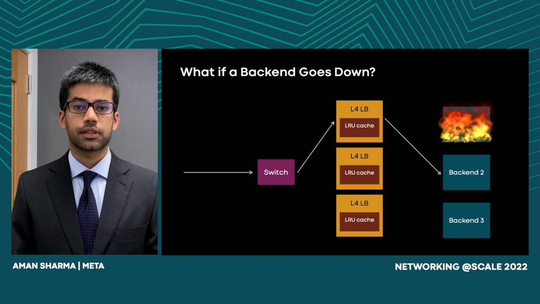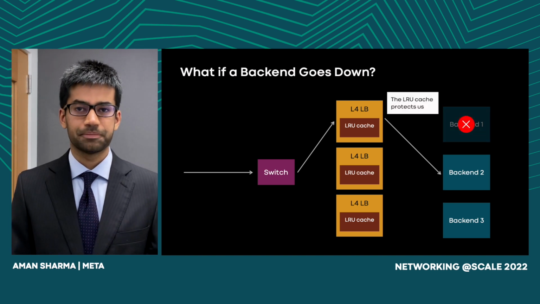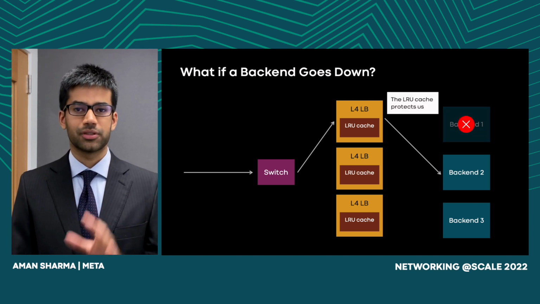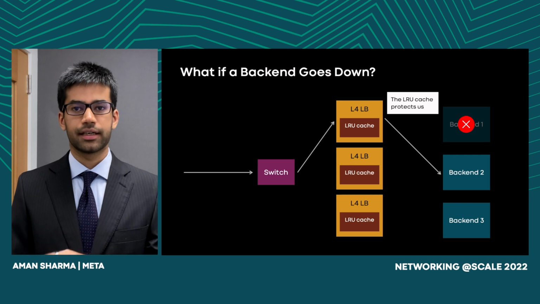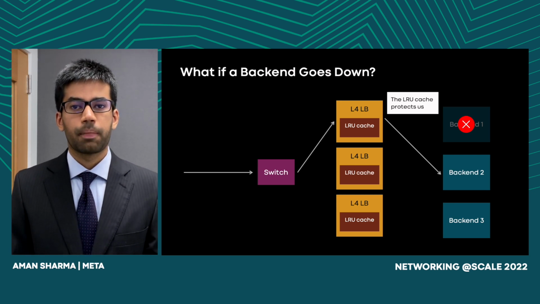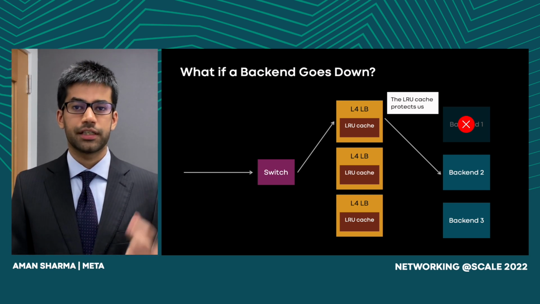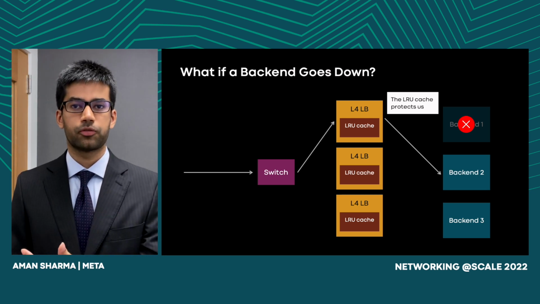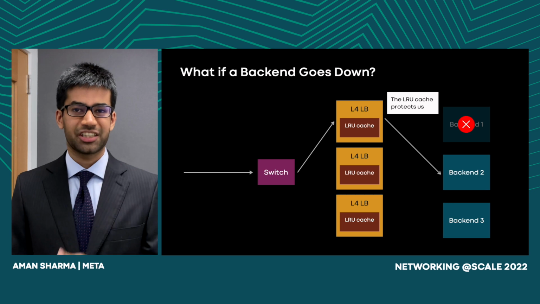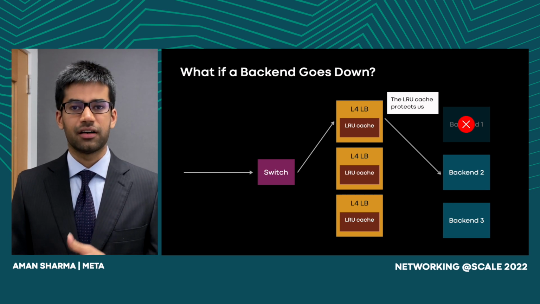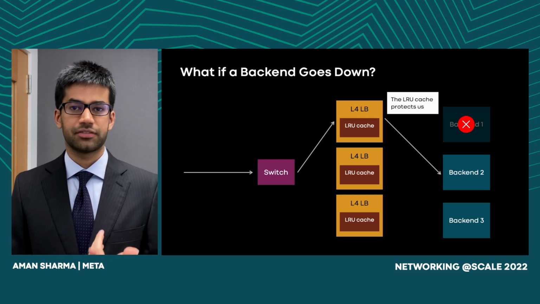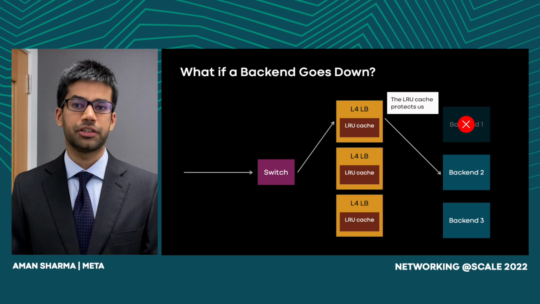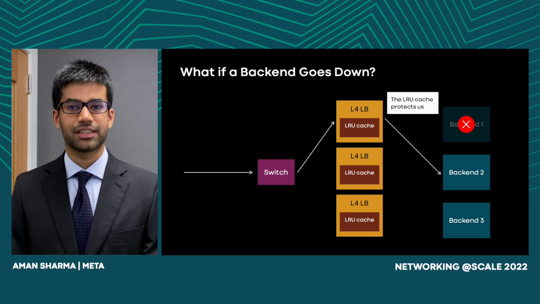Now, let's suppose that a backend goes down. And let's suppose that this backend isn't the one that's handling this connection. Then the switch will decide to send packets to the same layer 4 load balancer as before. And now, although the hash ring has changed, this layer 4 load balancer has the state for this connection in its LRU cache, so it can still route packets to the same backend as before.